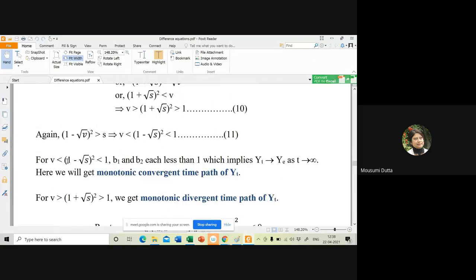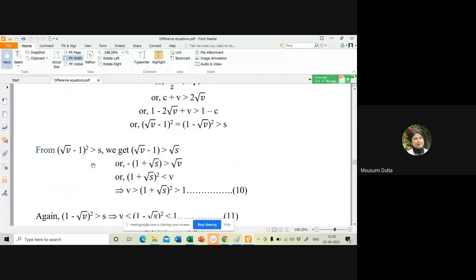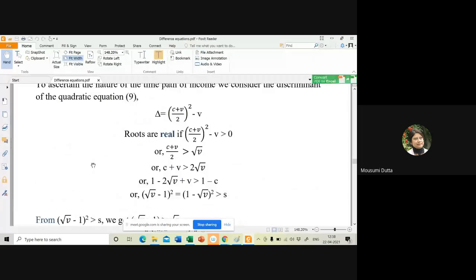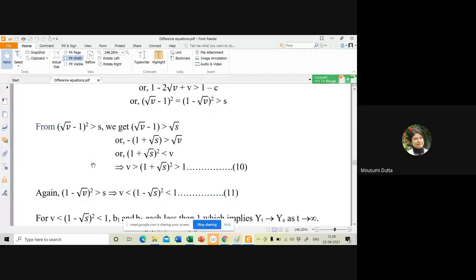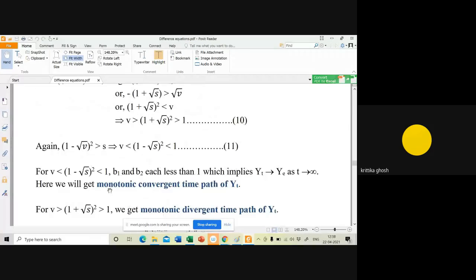So when V is less than 1 minus root S whole square, the time path was monotonic or not? Yes, ma'am. No, when V is greater than 1 plus root S whole square, then it's monotonic. Just let me check.